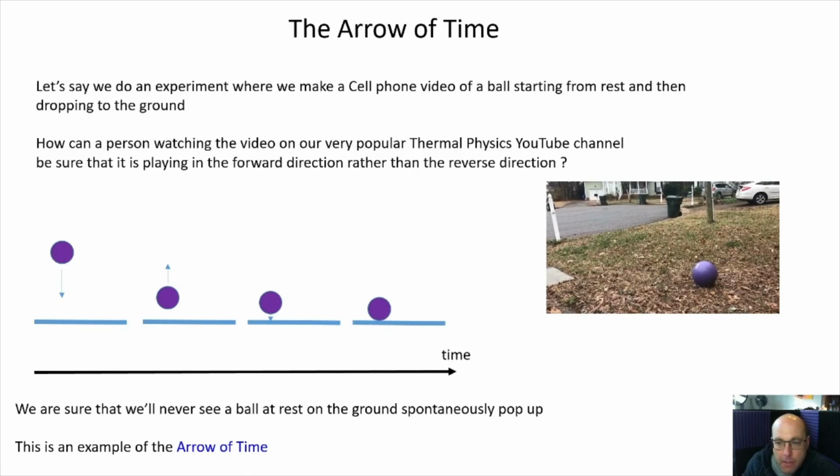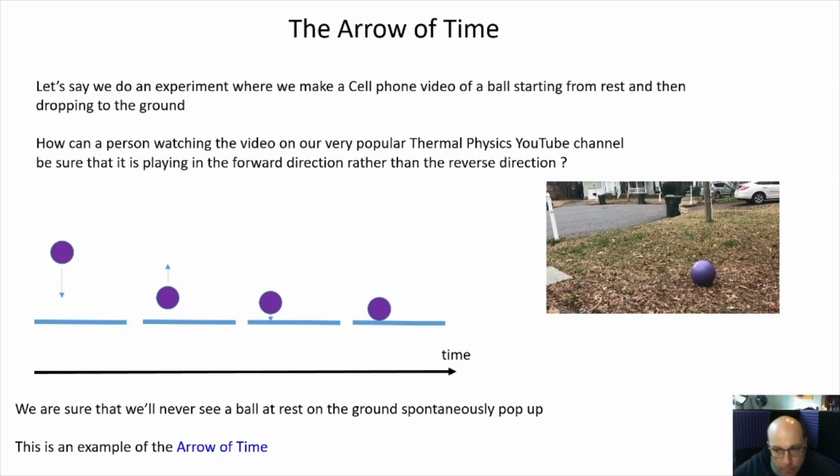That ball just dropped down. And you're 100% sure that that video was playing forward, right? Even if the sound was off and you couldn't hear people talking in normal English, you're sure that video is playing in the forward direction. And the reason is because you saw the ball fall and hit the ground and stop, right?